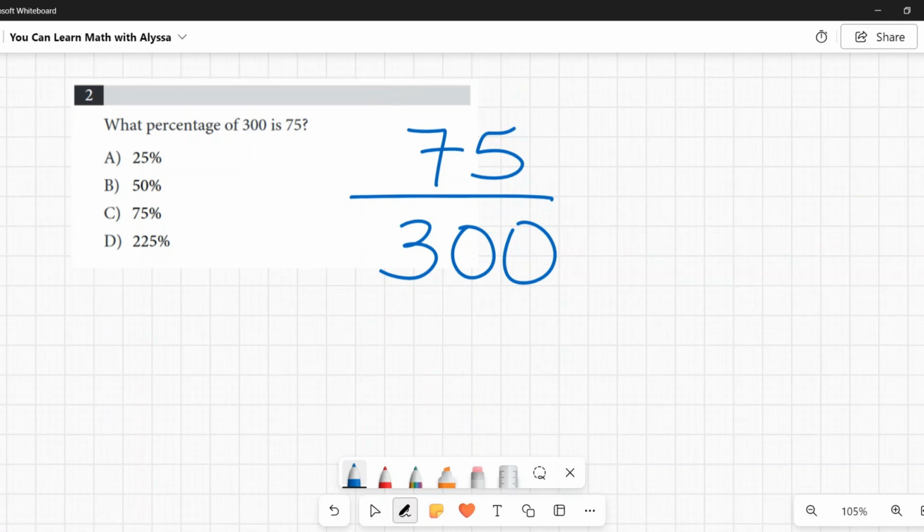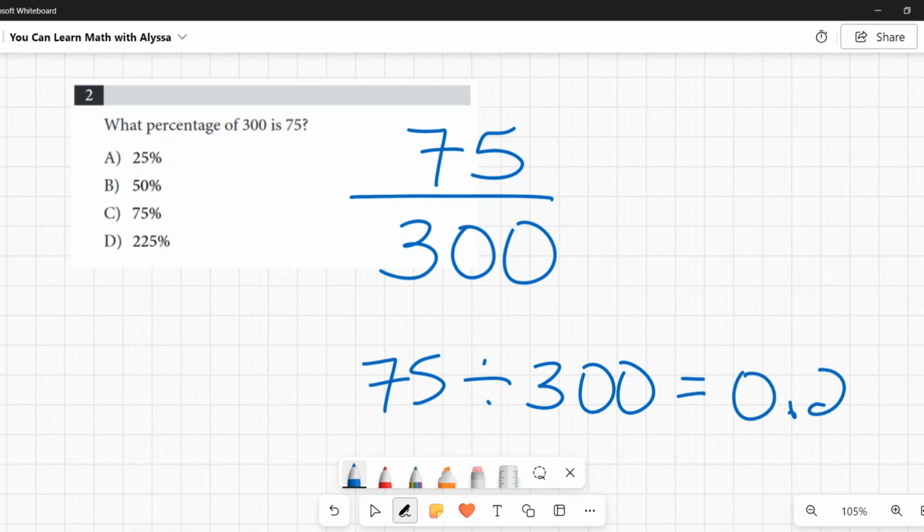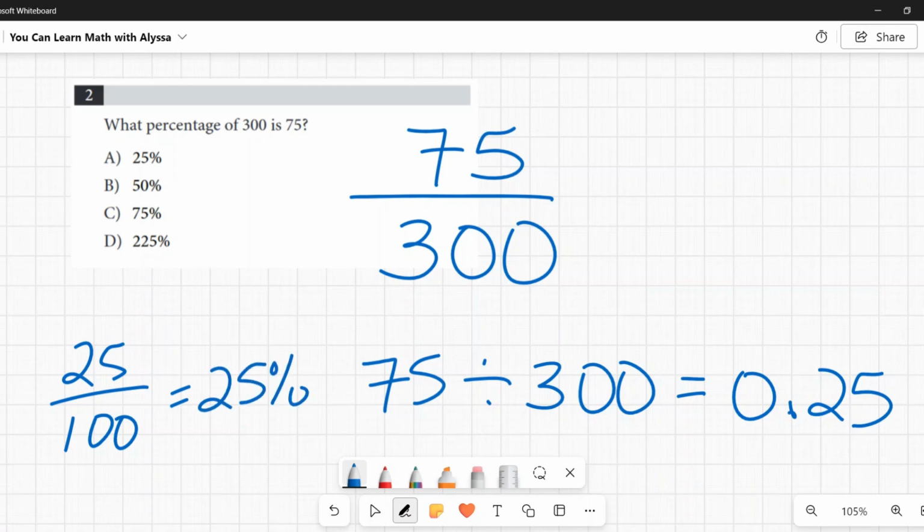At this point, there's a couple different things you can do. You can take out your calculator and type in 75 divided by 300. And the decimal that you get is going to be 0.25. And then you go, okay, that is the same as 25 hundredths. And 25 hundredths, you know this in your head, is the same as 25%. So my answer is A.